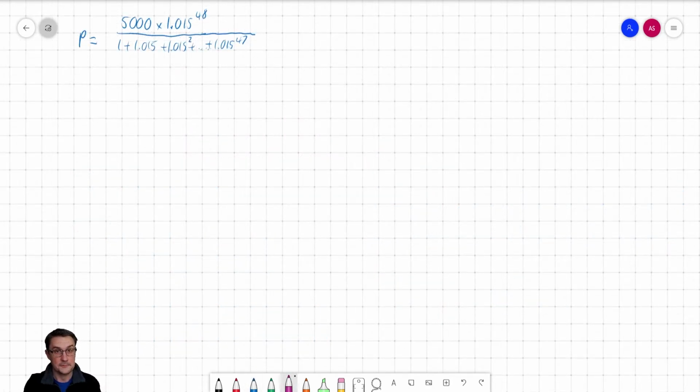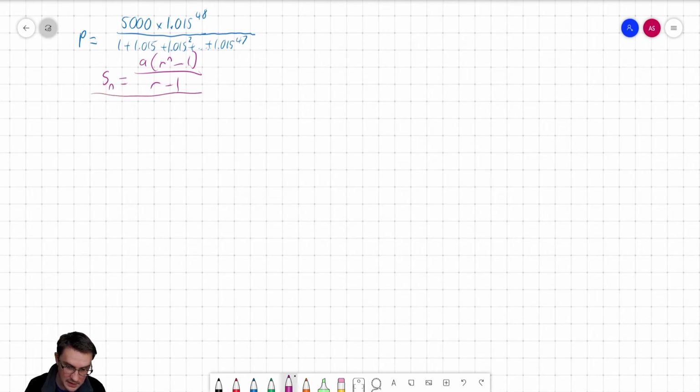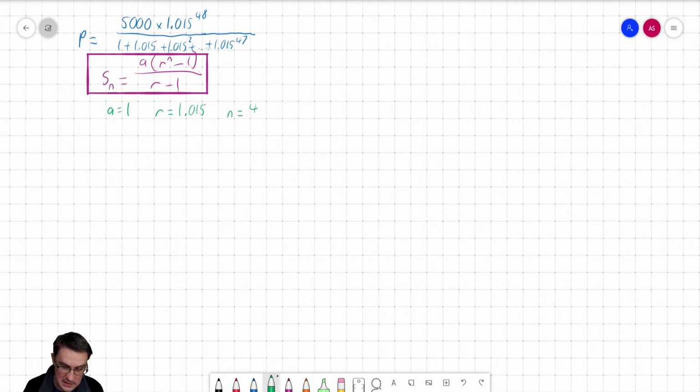Now with this equation, I want to focus on just the denominator here, because this is our geometric series. When we have a geometric series like this, we can find the value of that. So S_n is going to be equal to, remember, a(r to the power of n minus 1) all over r minus 1. So using this, in this case, we've got a is equal to 1, we've got our r, which is equal to 1.015, and we've got our n, which is equal to 48.